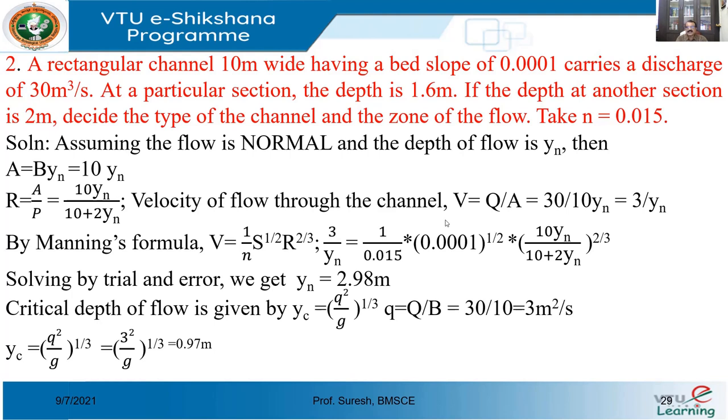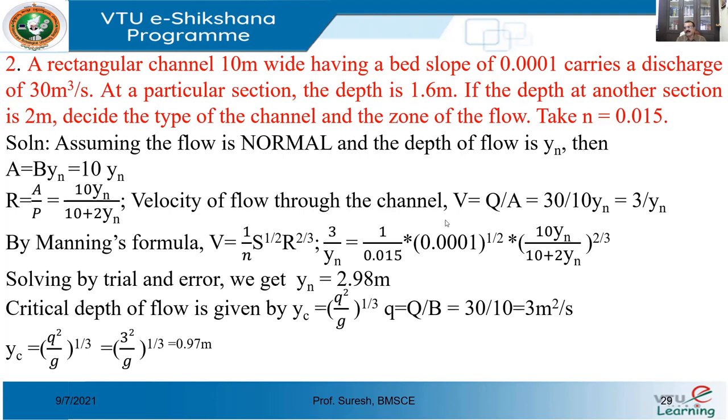Now, the velocity through the channel is given by Q is equal to A into V. I want the value of V, so V is equal to Q divided by A. So what is Q? Q is given in the problem. That is 30 meter cube per second. Now wetted area A1 is 10 Yn. Therefore, this velocity in terms of this Yn becomes V is equal to 3 divided by Yn. Call this as equation number 2.